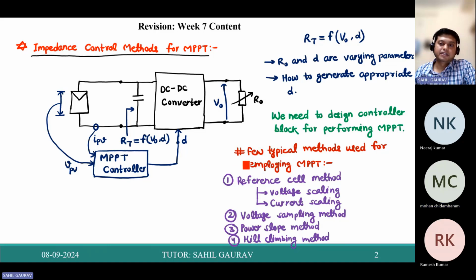Now there are a few typical methods used for employing MPPT, and some of them are the reference cell method, in which we will see the voltage scaling method and current scaling method, and the other ones are the voltage sampling method, power slope method and hill climbing method.